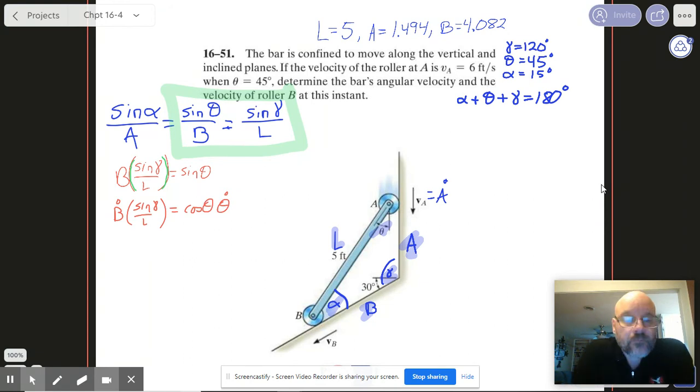Okay, so we're looking for the velocity of the roller B. It's one of the things. So that is B dot. All right. The other thing we're looking for is the angular velocity theta dot. So we have one equation and two unknowns. So this is an okay start, but we've run into a wall. So let's focus on a different part of the relationship.